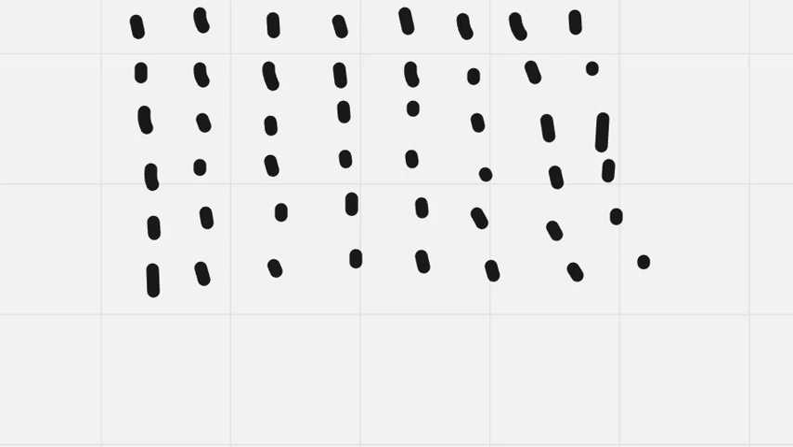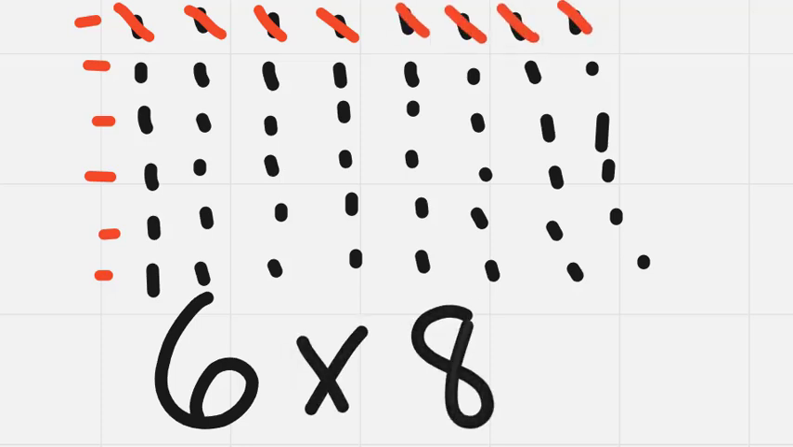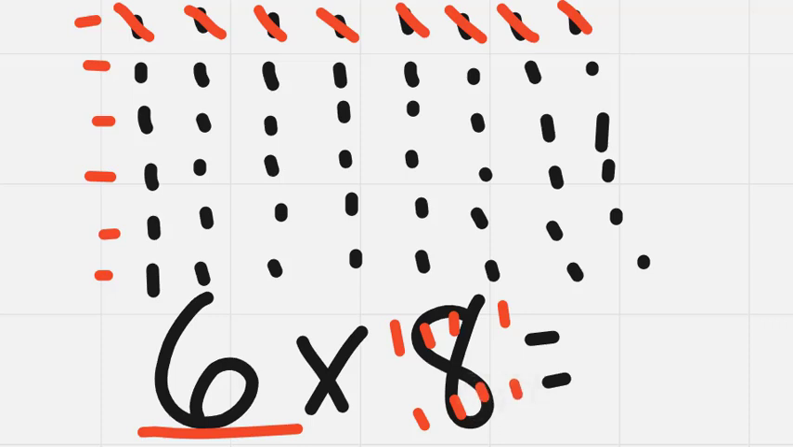The first thing we will do is count the rows. 1, 2, 3, 4, 5, 6. The first number is 6. Next, we'll count how many are in each row. 1, 2, 3, 4, 5, 6, 7, 8. 6 times 8 equals. Now we have to solve. Now I'm going to count by 6 on the 8. 6, 12, 18, 24, 30, 36, 42, 48. 6 times 8 is 48. Be sure to check your work.